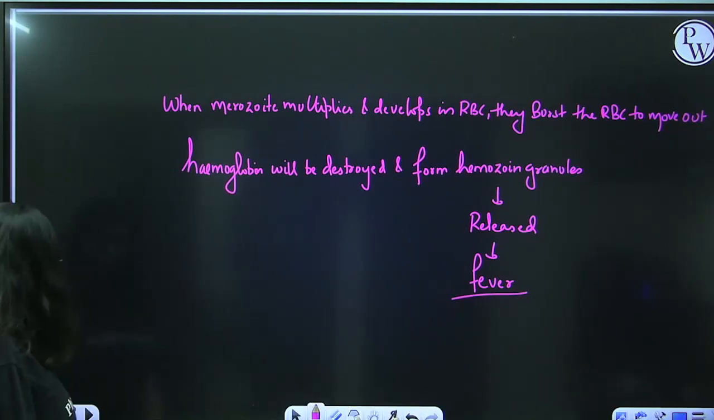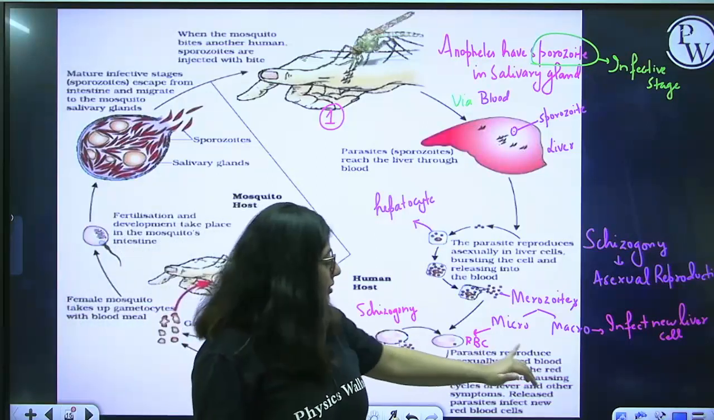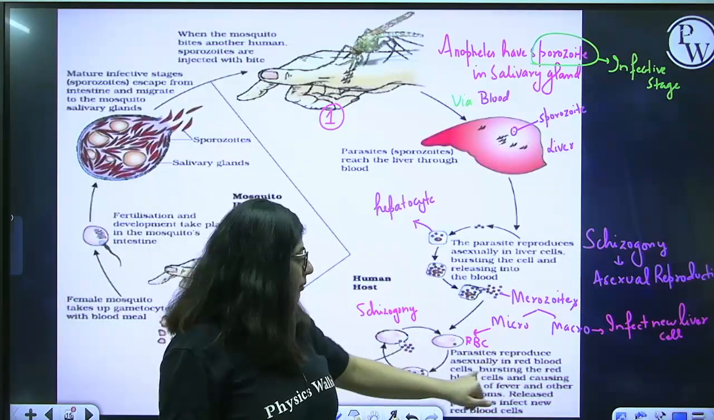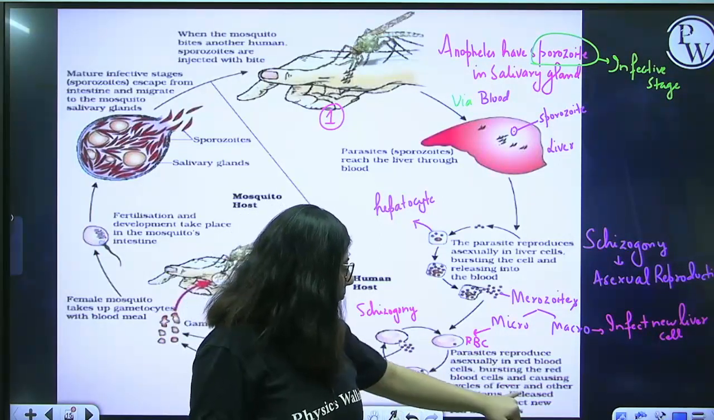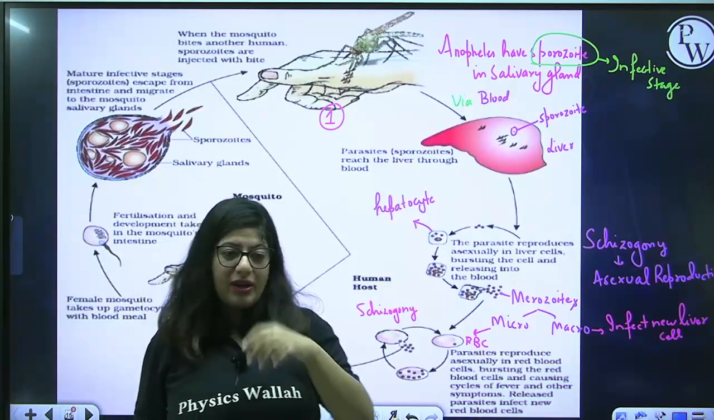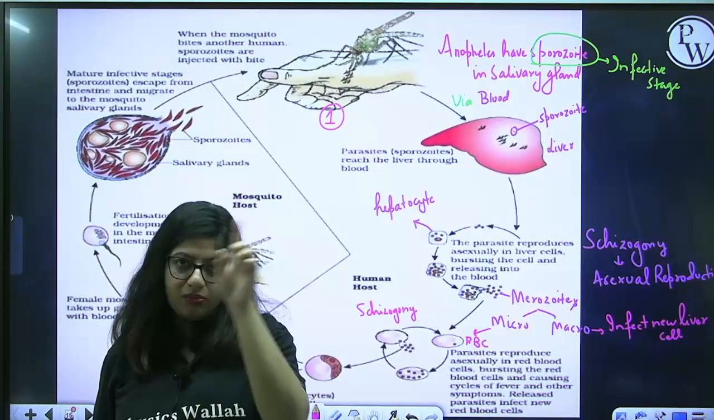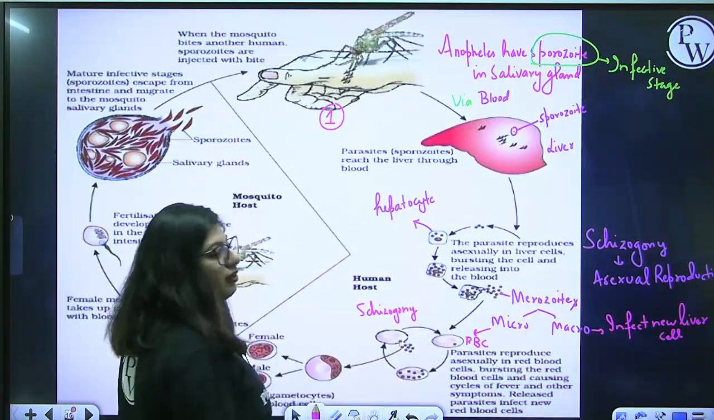So if you read this line carefully, open the NCERT book if this is not clear. Parasite reproduces asexually in RBC, bursting the red blood cell and causing a cycle of fever and other symptoms. Released parasites infect new RBCs, right? So whatever parasite has been released will again undergo the cycle. You can see here is also a cycle, a cycle of reinfection.